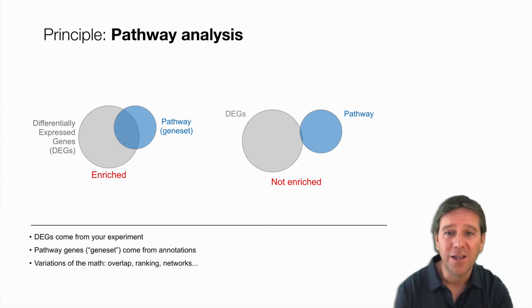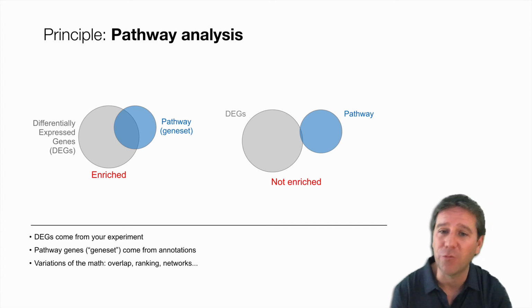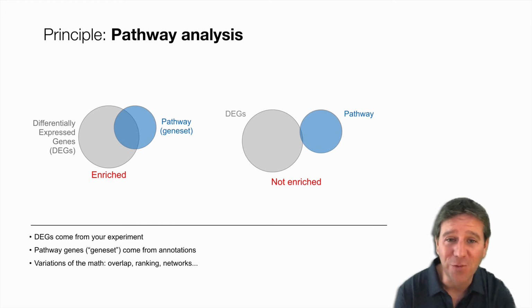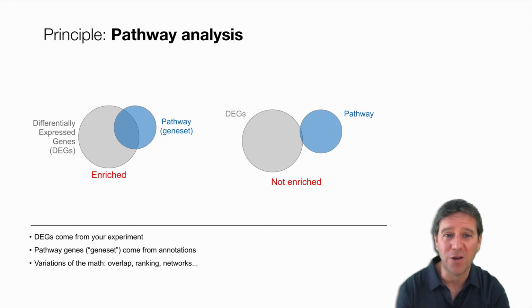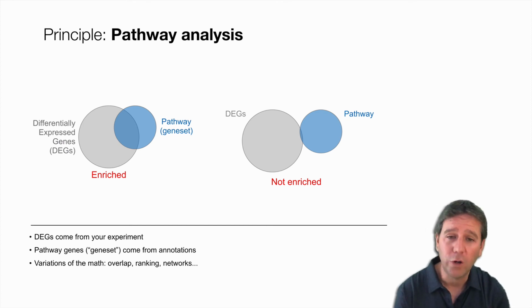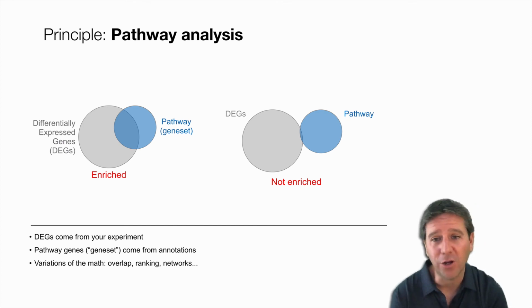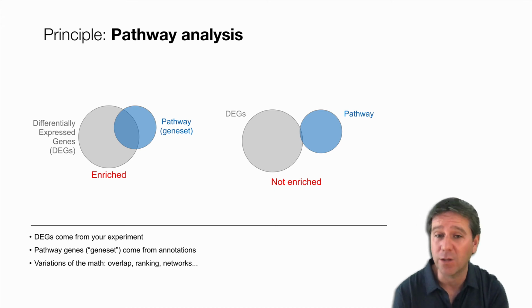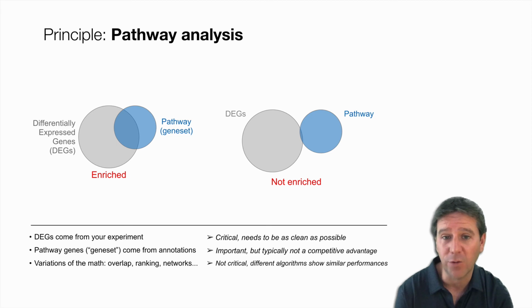GO, etc. And then there are variations in the way we can do the math and check for overlap and rankings or use networks, and how we calculate the enrichment and the significance of that enrichment. It can differ between different packages and tools, but in practice, the different algorithms show quite similar performance. We're going to focus in our hands-on session on a couple of methods available from packages within the Bioconductor framework in R to do this gene set enrichment.